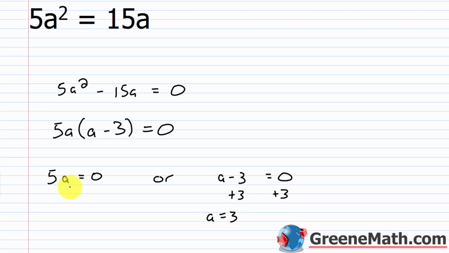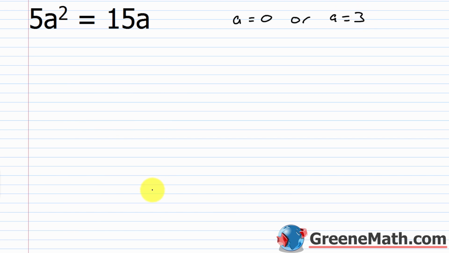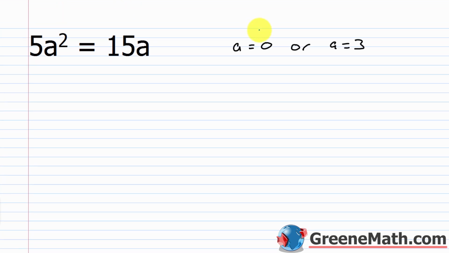And over here, this one's obvious. A would be 0, right? If I divide both sides by 5, I would get a is equal to 0. So we get a is equal to 0, or a is equal to 3. So if we wanted to check this, again, we'd plug a 0 in for each a. Plug a 0 in here and here. We know we get 0 equals 0. That's easy enough to check. You can just eyeball that.